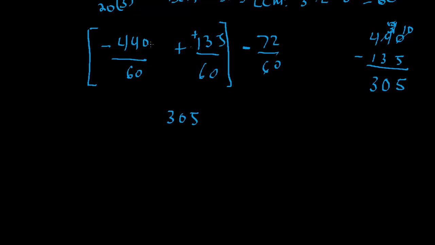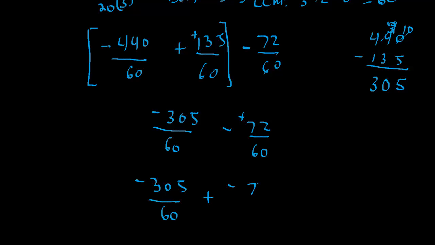Which sign is bigger? We look at the 440 because that's a bigger number. It's negative, so this is actually negative 305 over 60 minus 72 over 60. Remember, so keep, change. This is supposed to be a positive, so let's change it. Now it's going to be negative 305 over 60. Keep this, change. And then since they're the same sign, we just combine them. 305 plus 72 should be 377 over 60, still negative.